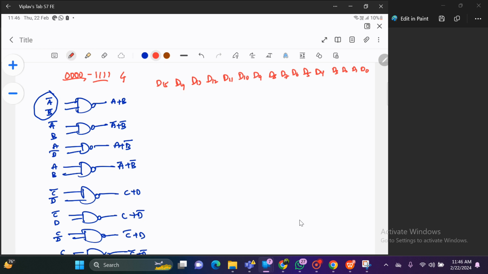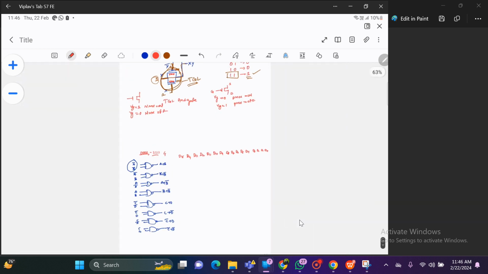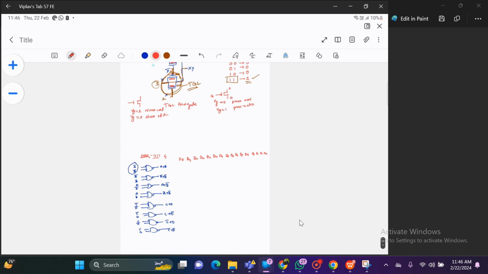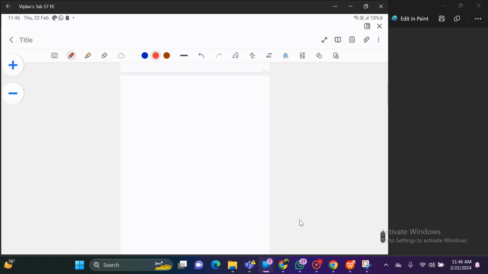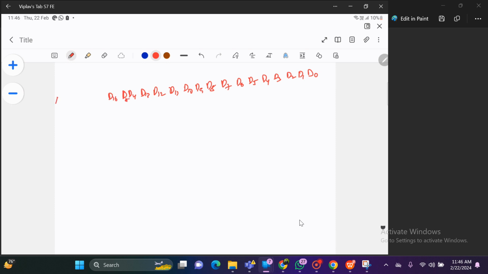Okay, so now suppose, I will try it here so it's better you can understand. d0, d1, d2, d3, d4, d5, d6, d7, d8, d9, d10, d11, d12, d13, d14, d15, d16, and here we will give something, a b c d.